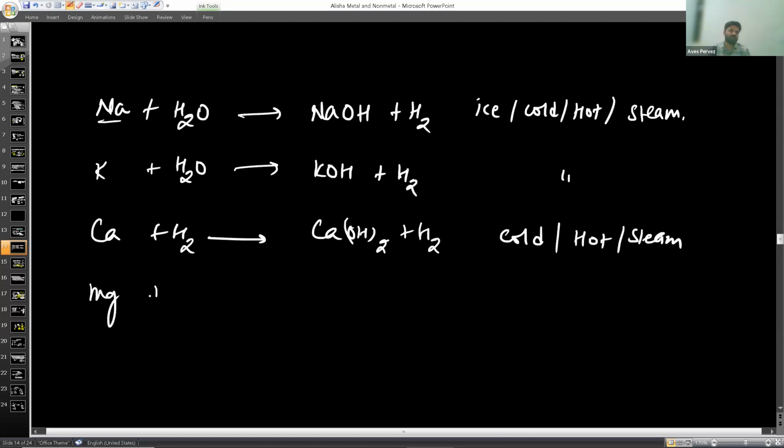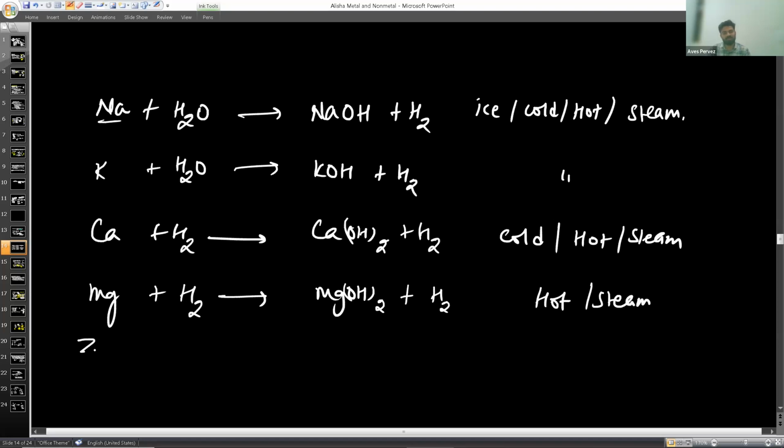Magnesium, when it reacts with water, will give you magnesium hydroxide plus hydrogen gas, and it reacts with hot water or steam. While zinc, when it reacts with water, it will give you zinc oxide plus hydrogen gas.